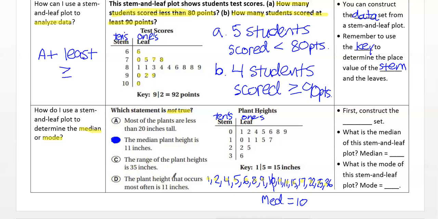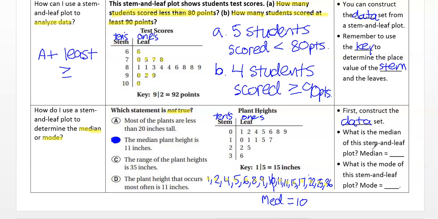Yep, that's true. The plant height that occurs most often is 11 inches. Wait, most often, isn't that the mode? Yes, 11 occurs twice, and no other data value occurs twice. So it looks like we have the right one. First, construct the data set.